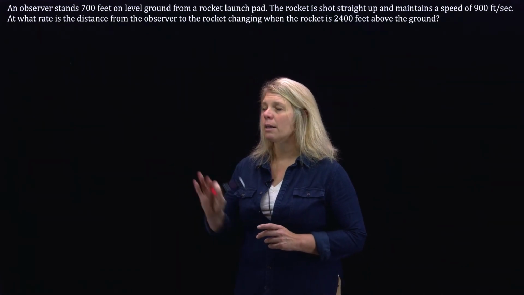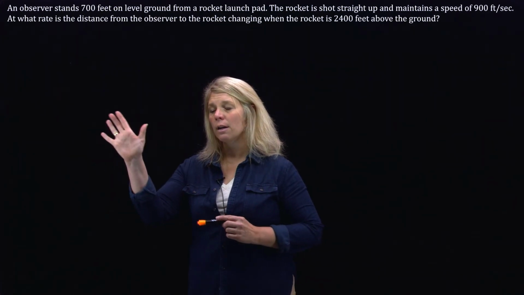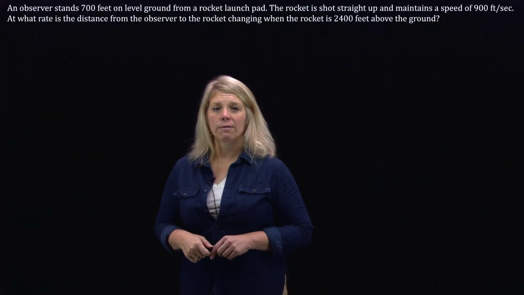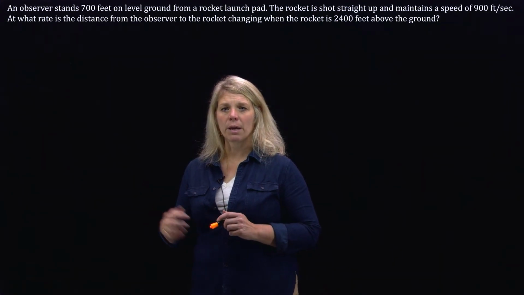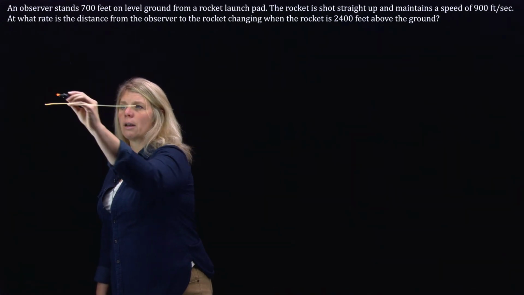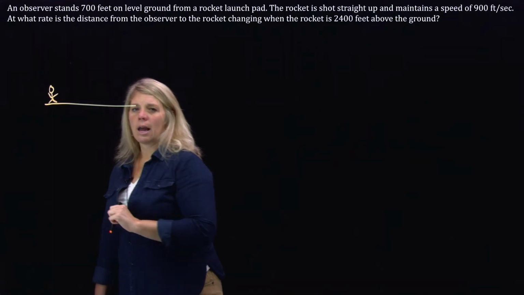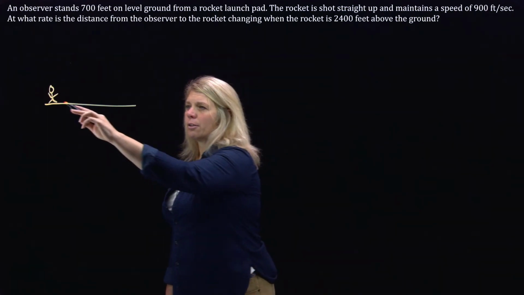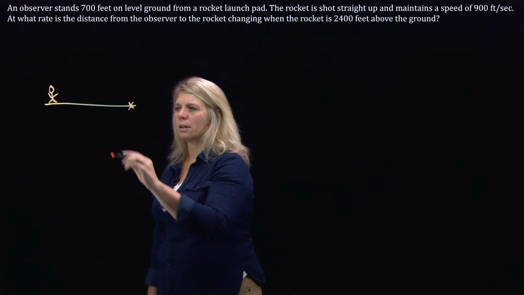All right, so in reading the problem here, one of the first things you want to do is organize the information with a picture and a table where you list your variables and the information given about the rates of change. I'm going to start with a picture on this one. So we've got level ground and we've got an observer, draw a little person here. And that person is standing 700 feet on level ground from a launch pad. I'll just put a little X there at the launch pad.